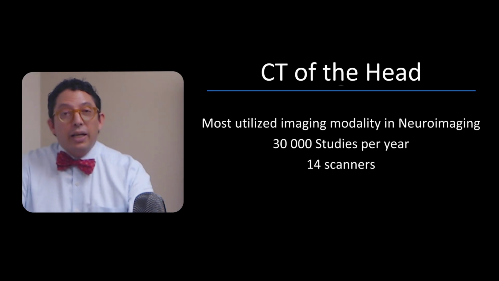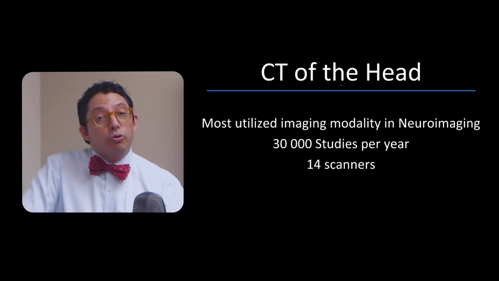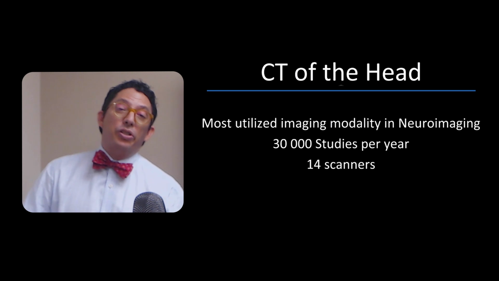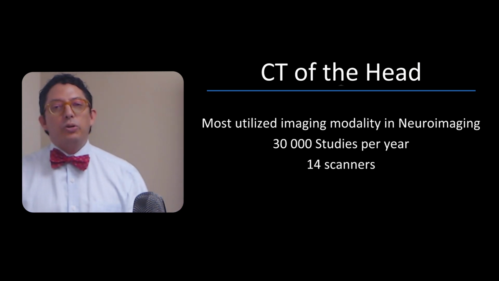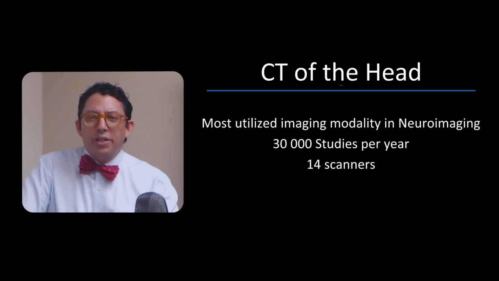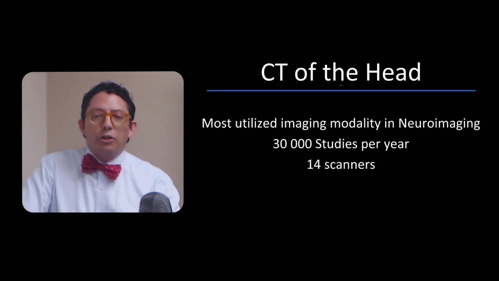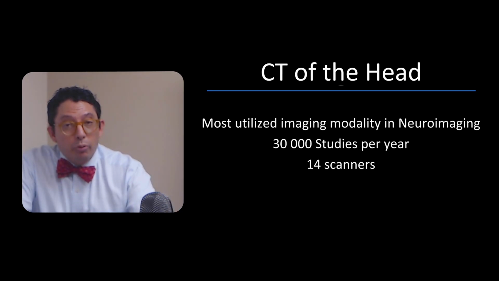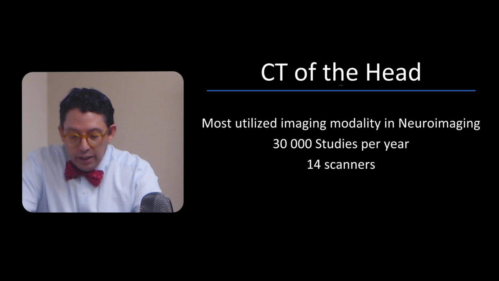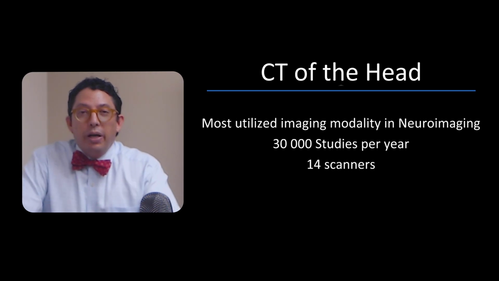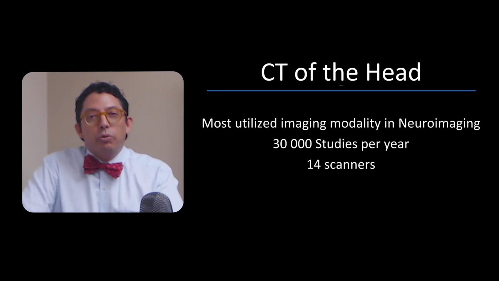So CT of the head, as we mentioned before, is the most utilized. But how much is that? Just in our hospital, we roughly do 30,000 of these studies per year. And we have like 14 CT scanners in our core hospital, which is a very important number of CTs that we do. Compared to MR, we do roughly twice as many, if not three times as many CTs than MRI of the central nervous system.